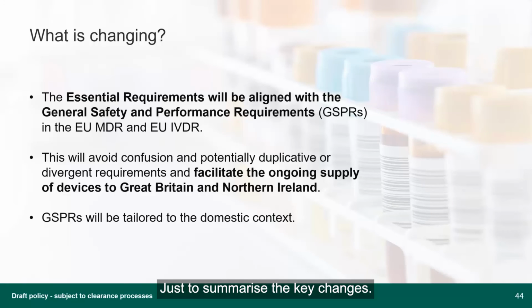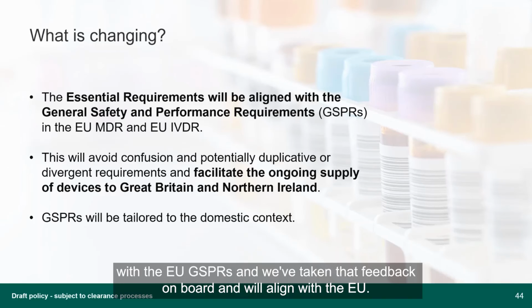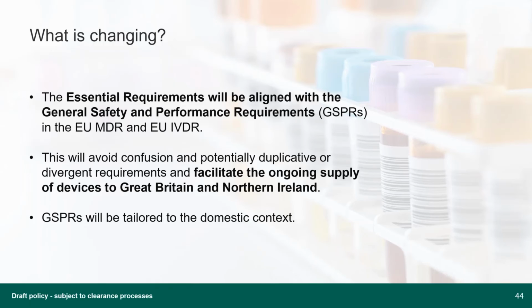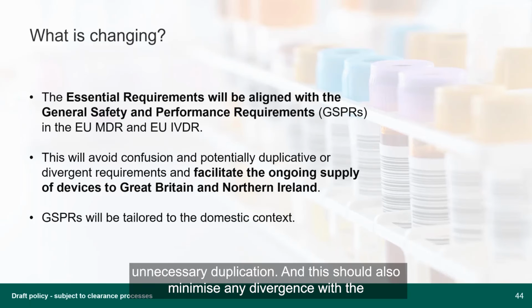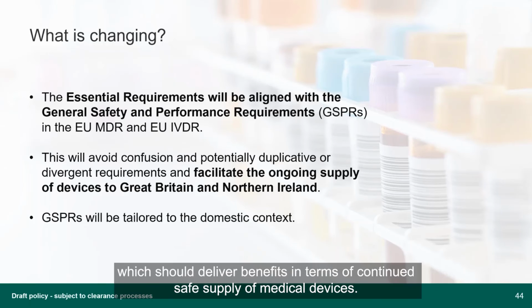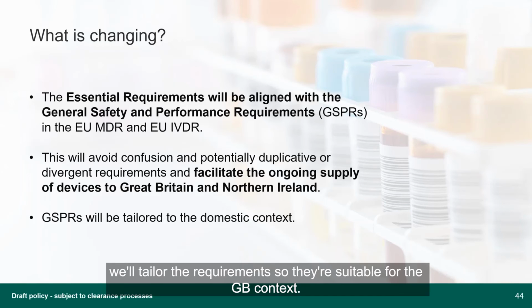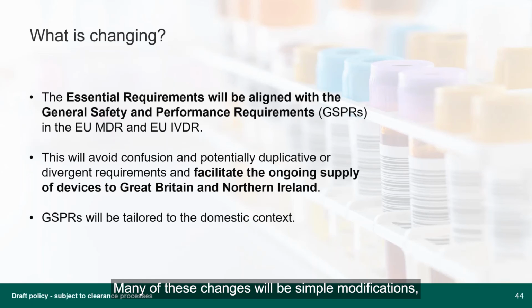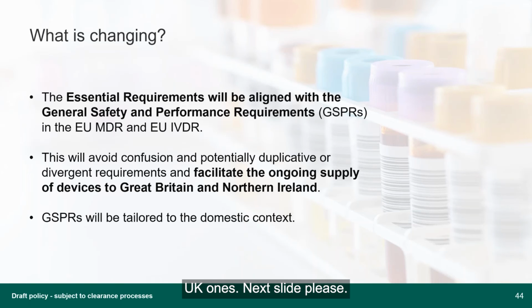And just to summarise the key changes, so in the 2021 consultation, there was significant support for close alignment with the EU GSPRs, and we've taken that feedback on board and will align with the EU. The aim is to simplify obligations and processes for manufacturers and to avoid unnecessary duplication. And this should also minimise any divergence with the rules that apply in Northern Ireland, making it easier for manufacturers to access the whole UK market, which should deliver benefits in terms of continued safe supply of medical devices. And as set out in the government response to the consultation, we'll tailor the requirements so they're suitable for the GB context. And many of these changes will be simple modifications, for example, to change references to EU legislation and bodies to relevant UK ones. Okay, next slide, please.